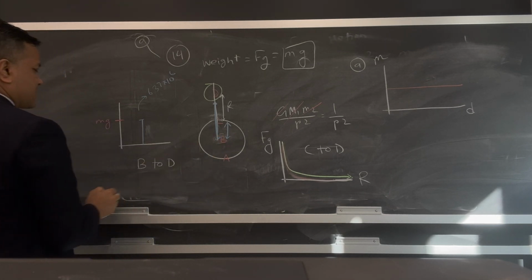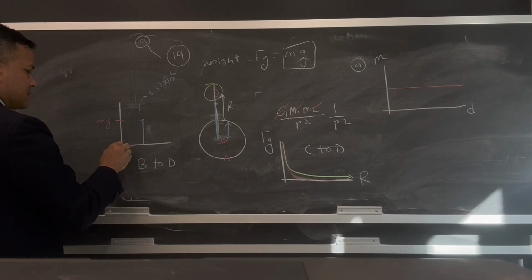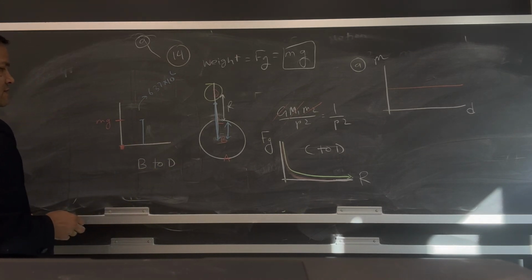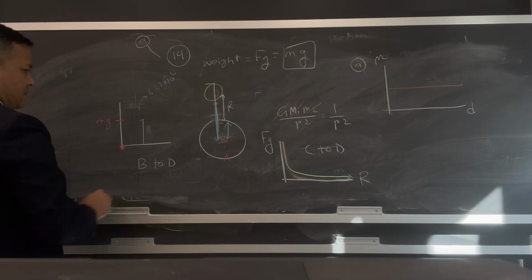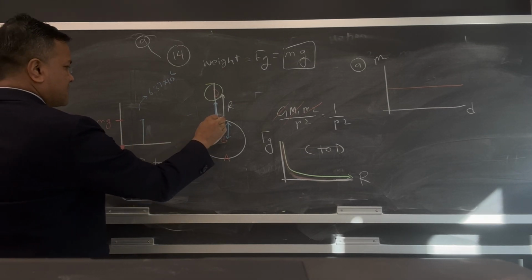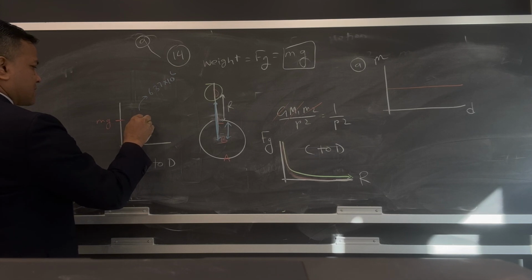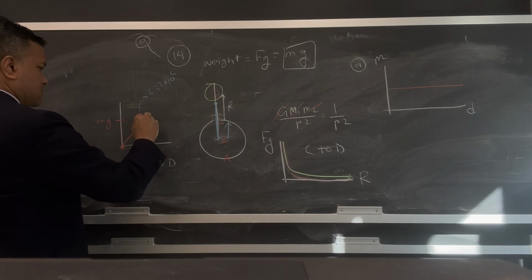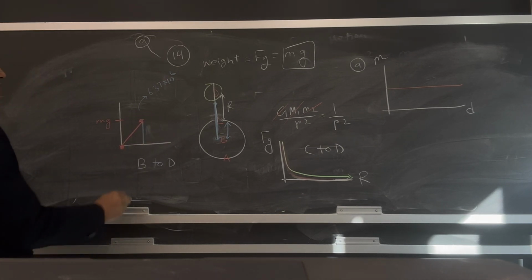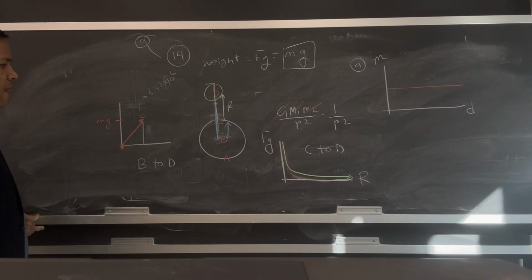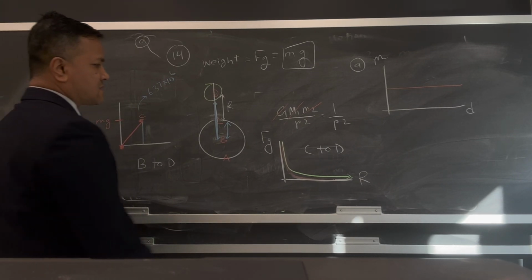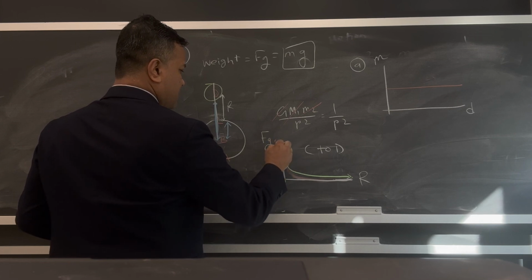At location B, acceleration is 0. At location C, it is 9.8. Okay, this is location C. Over here, this is location C. This is 9.8.